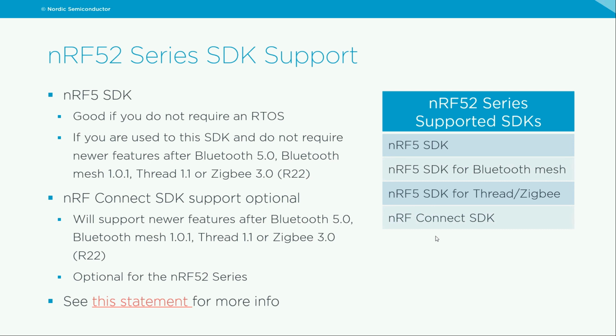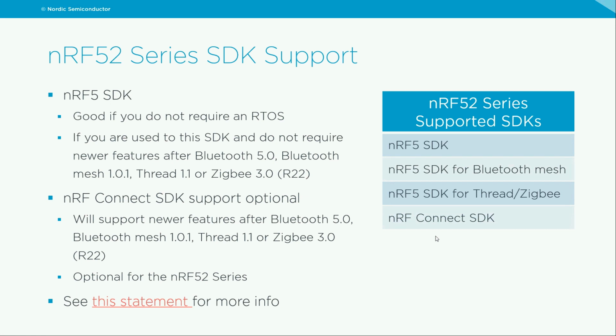So for the 52 series, the nRF Connect SDK support is optional, but the nRF Connect SDK will support newer features after Bluetooth 5.0, Bluetooth Mesh 1.0.1, Thread 1.1, or Zigbee 3.0. So basically, the newer features are being released in the nRF Connect SDK. And once we hand out the presentation, you can see we have a statement on Nordic DevZone comparing and contrasting nRF5 SDK and nRF Connect SDK. That goes into a bit more detail if you're interested in that.